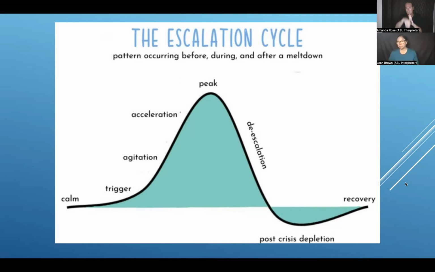And so that is something to be aware of. We all can get re-triggered very easily. So if we are not fully at the recovery stage and there's another demand or a transition, they're most likely going to re-trigger again. So it's best to really wait out those behaviors.